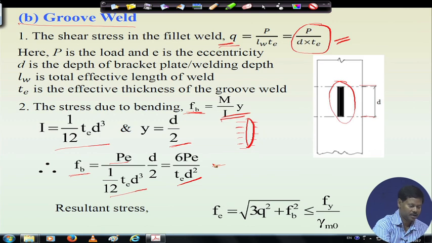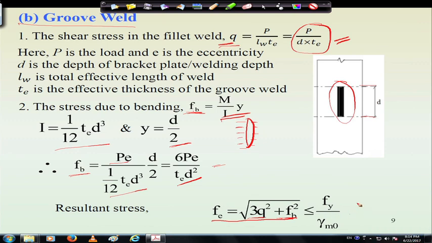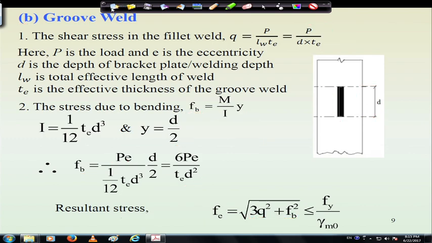Right, and resultant stresses for group weld we know that FE is equal to square root of 3 Q square plus FB square, and it has to be less than FY by gamma m0, where FY is the yield strength, right, not the ultimate strength. So, resultant stress we can find out as FE, that is root over 3 Q square plus FB square, and it has to be less than FY by gamma m0. We can calculate the equivalent stress.